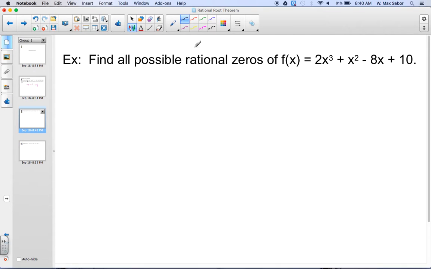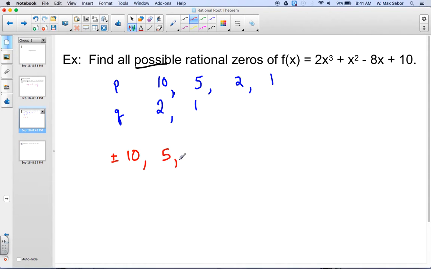So let's find all possible rational zeros of this function. We can write out the values of p. The values of p are 10, 5, 2, and 1. And the values of q are 2 and 1. So what we know is that it has to be plus or minus one of these divided by one of those. So we could just divide by 1, so that would be plus or minus 10, plus or minus 5, plus or minus 2, plus or minus 1. And that's if we divided by 1.